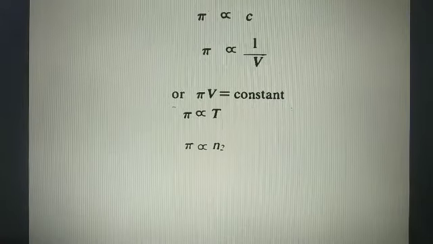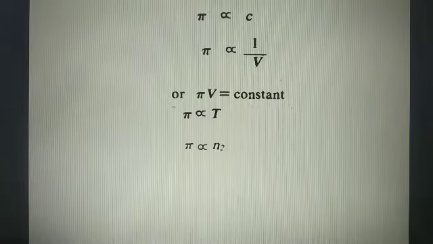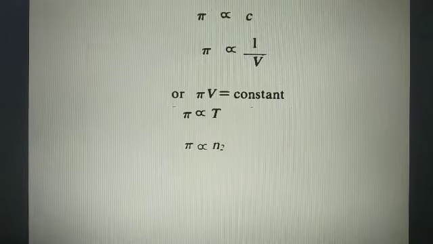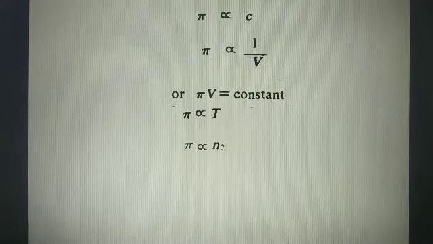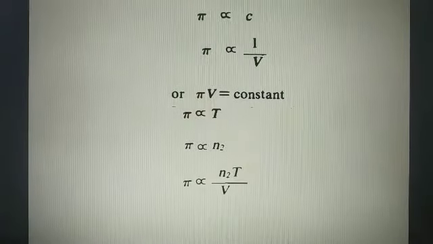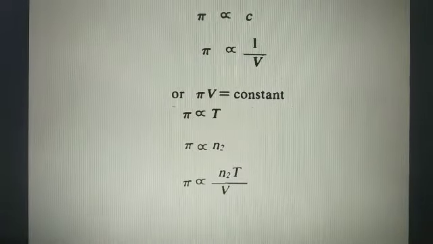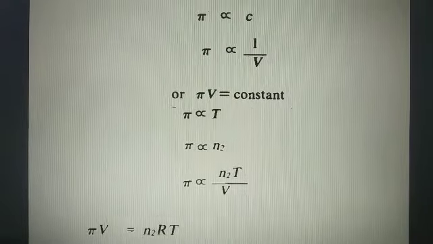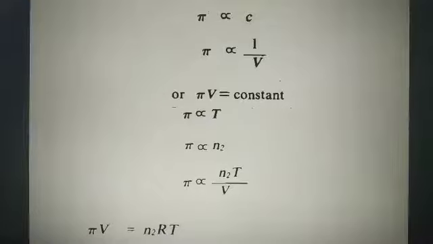It is also found that osmotic pressure is directly proportional to the number of moles of the solute dissolved. If the weight or the number of moles varies, then automatically the osmotic pressure will vary. If you collect all of them, then pi is found to be proportional to N2 into T divided by V, or it is pi V equal to N2 RT. This relation can be rewritten as pi equal to N2 upon V into RT.